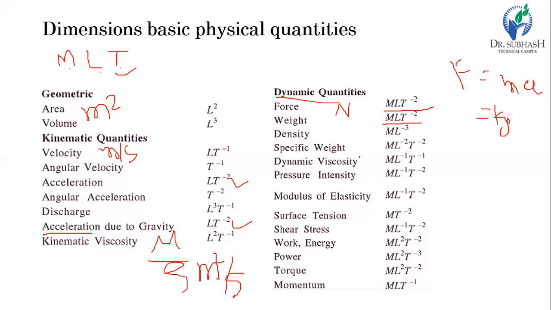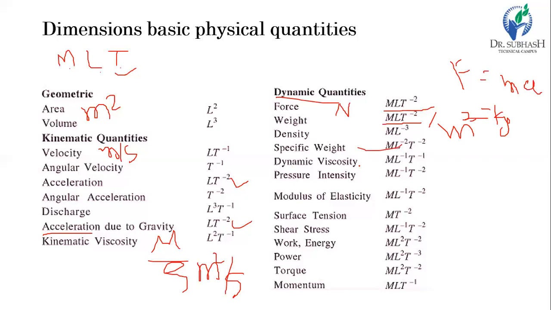Then specific weight is nothing but weight upon volume. In this case, M L T minus 2 for weight divided by volume. Volume is meter cube, so meter has a length parameter of 3 times. If you subtract 1 minus 3, we get M L minus 2 T minus 2. In this way you can derive the fundamental dimension for specific weight.